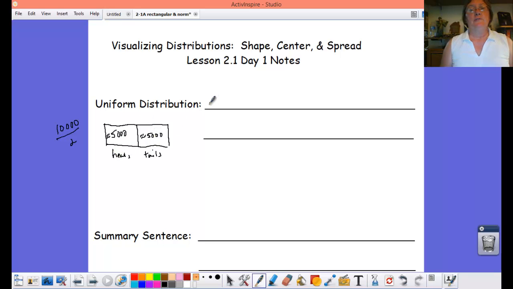A uniform distribution is one where the number of values in each category is roughly the same. So if we wanted to talk about the shape, center, and spread of a uniform distribution, the shape is fairly easy to come up with. It looks kind of rectangular.